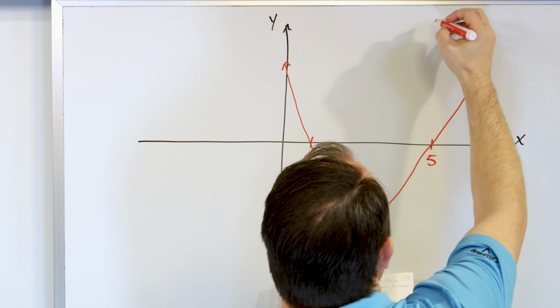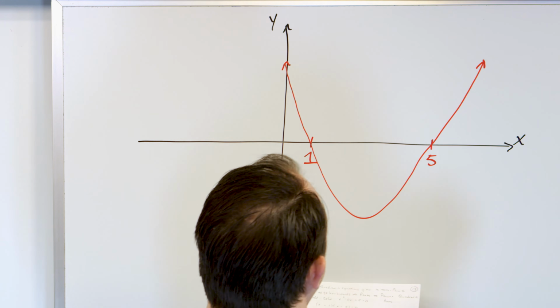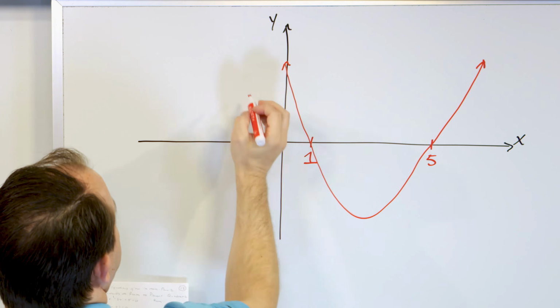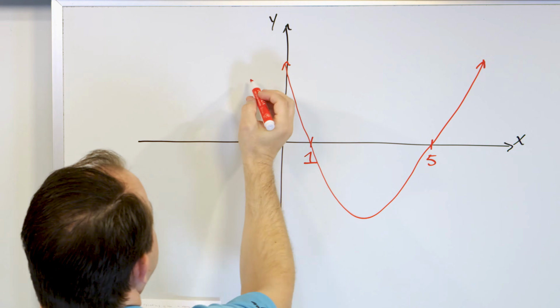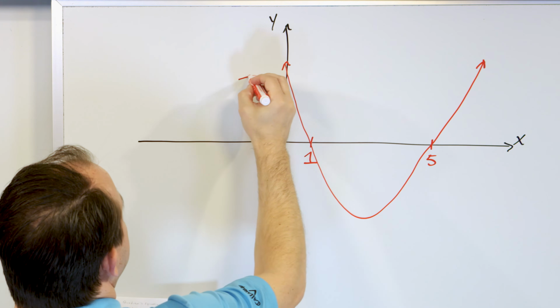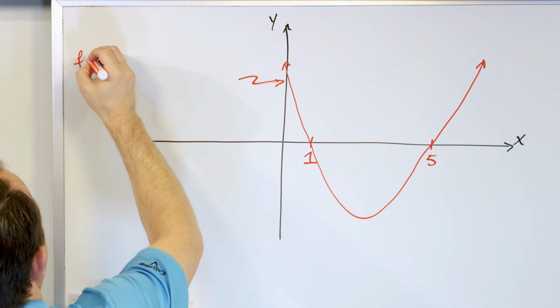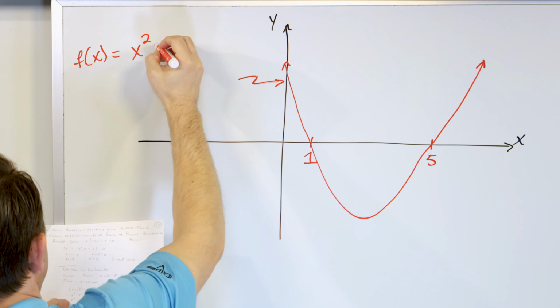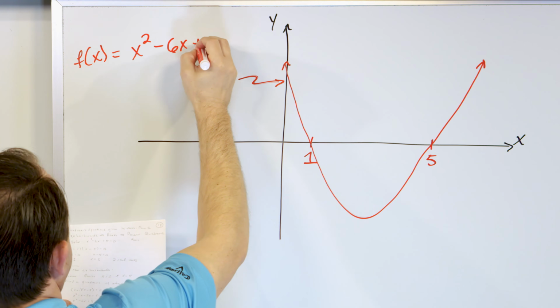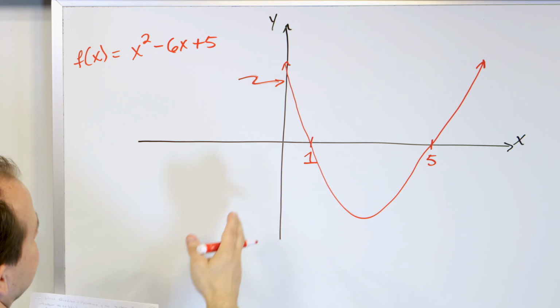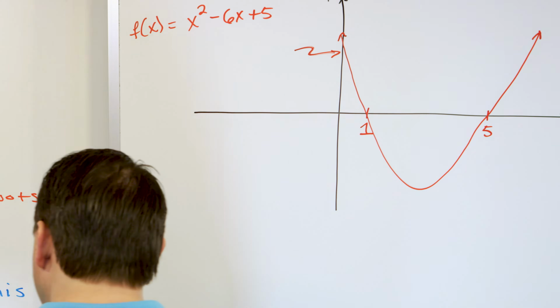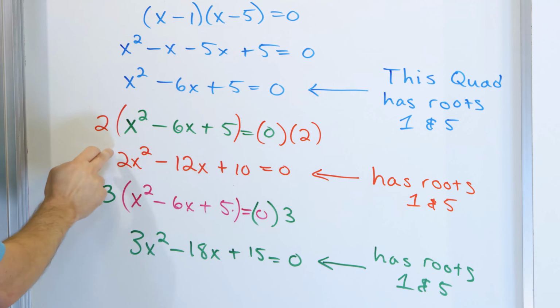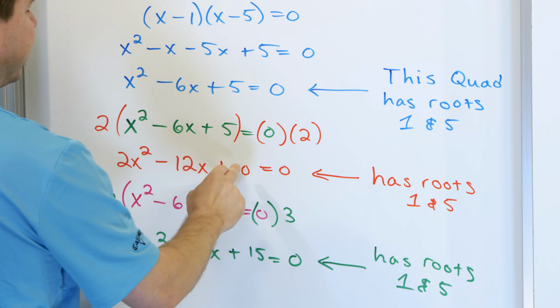So how do I want to annotate it? I'll do it like this. I want to stay away from everything, you'll see why in a second. I'll say f of x, the function, is x squared minus 6x plus 5. So red goes with red. This is the equation. Now the second one that we found was 2x squared minus 12x plus 10.